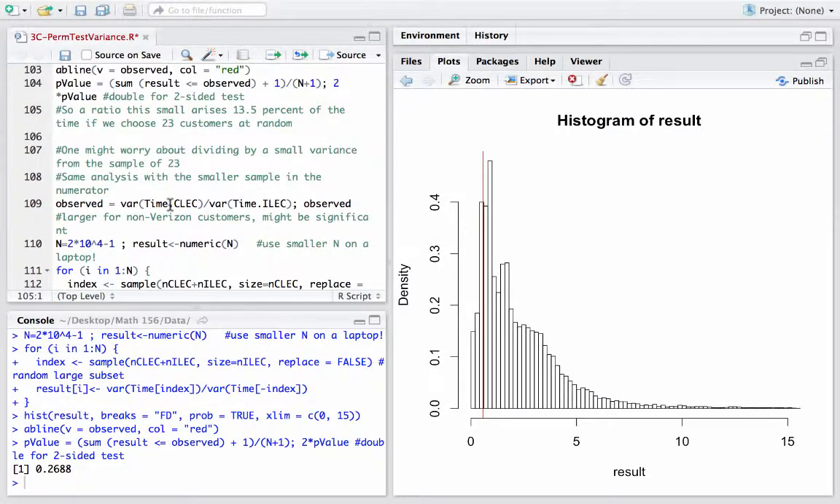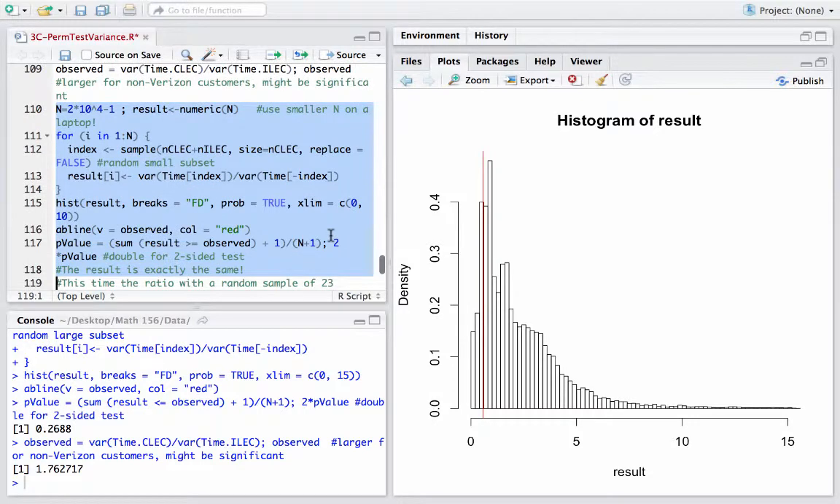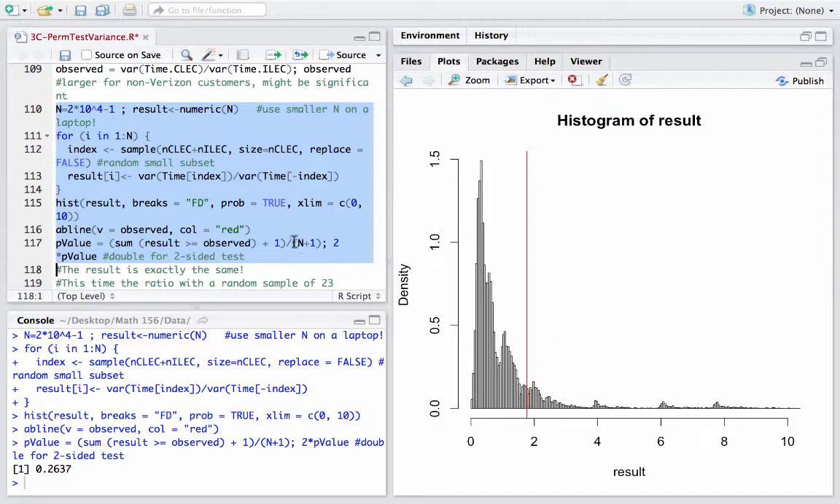So now Paul is going to neatly show us the symmetry of this, but basically he says, well, gee, the small variance of sample 23 is really, we can't be very confident of that, so let's switch the numerator and denominator, put ILEC in the denominator, and now we'll get something bigger than 1, run a similar test, and see if we get a different p-value. But lo and behold, we still get something around 26.